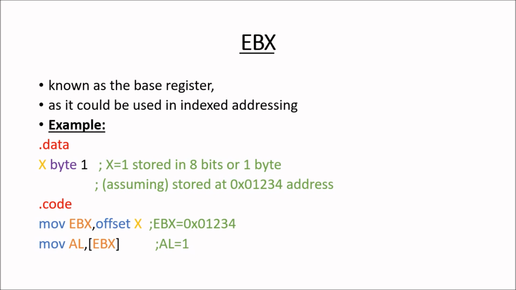Next we have base register. So in this example here there is a variable x, which has value of 1, and we assume that it is placed at address 01234. The first line of code moves the address of the variable x in EBX register, and the second line moves the value at the address into register AL. Getting the reference to the effective address, and then getting data from that address is also known as indexed addressing.